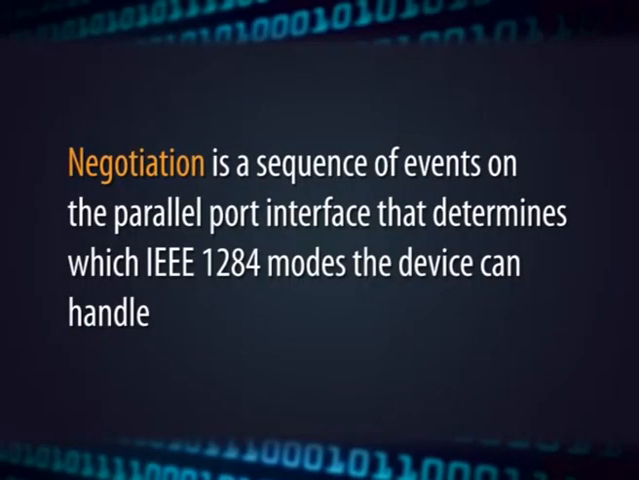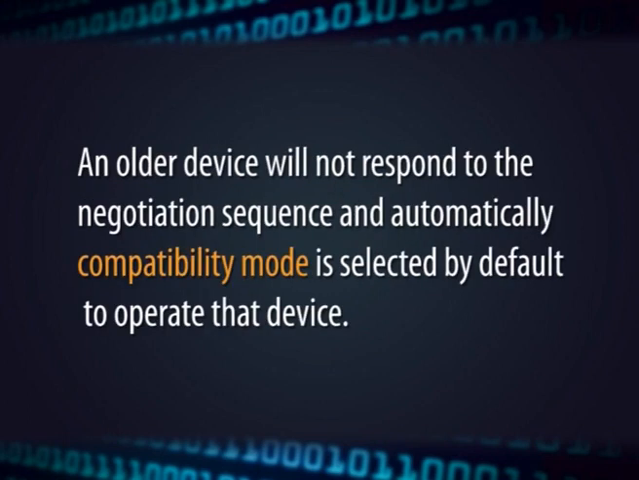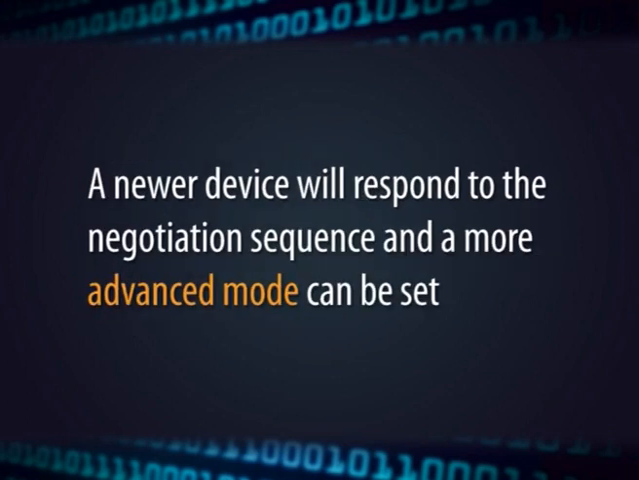The computer must determine what the capabilities of the attached peripheral are and which mode to utilize. The concept developed to determine these factors is called negotiation. Negotiation is a sequence of events on the parallel port interface that determines which IEEE 1284 modes the device can handle. An older device will not respond to the negotiation sequence, and compatibility mode is automatically selected by default to operate that device. A newer device will respond to the negotiation sequence and a more advanced mode can be set.